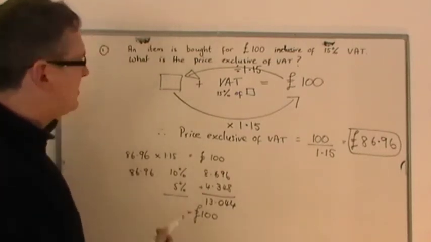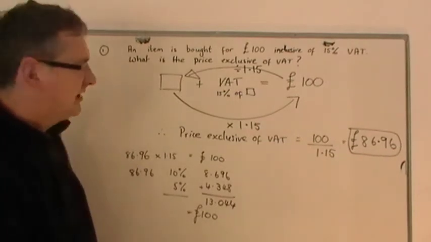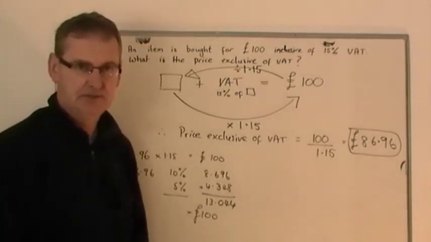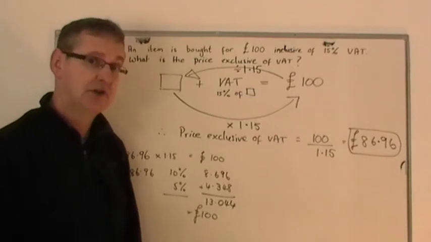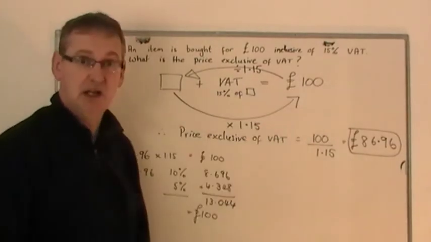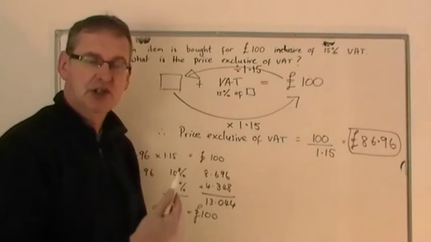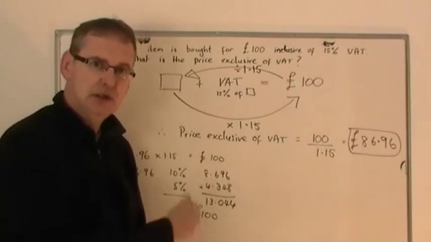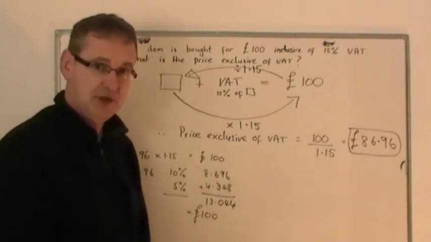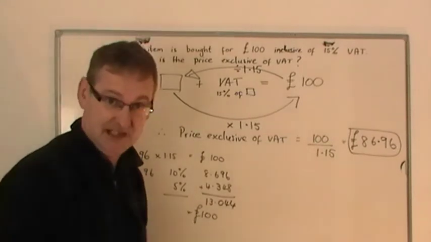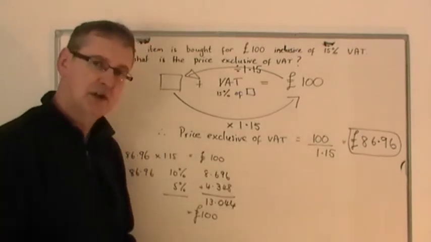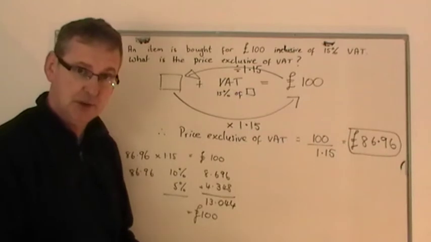And that is the fundamental principle involved in this. Now you might say, well, how would I spot it? And that's the hardest part once you've understood this basic idea, is looking at a question and spotting how do we use this technique. And when do I just work out 15% of £100 and take it off? And that's going to be dealt with in another video I'm going to do.